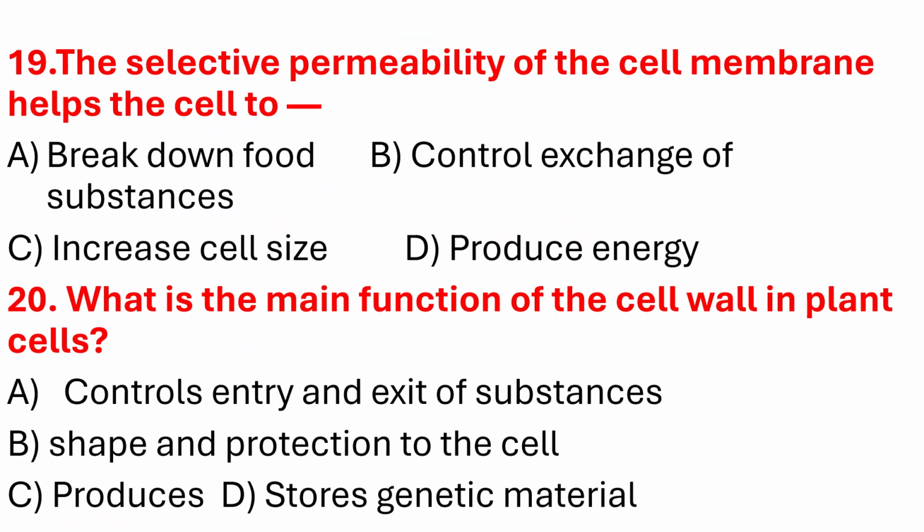The selective permeability of the cell membrane helps the cell to break down food, Option B, control exchange of substances, Option C, increase cell size, Option D, produce energy. Option B, control exchange of substances. What is the main function of the cell wall in plant cells? Shape and protection of the cell.